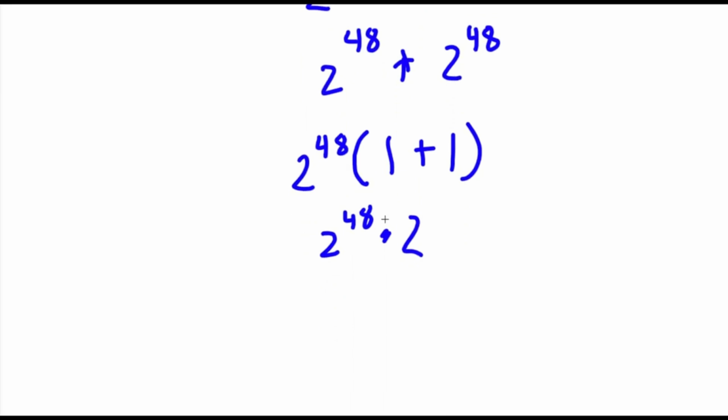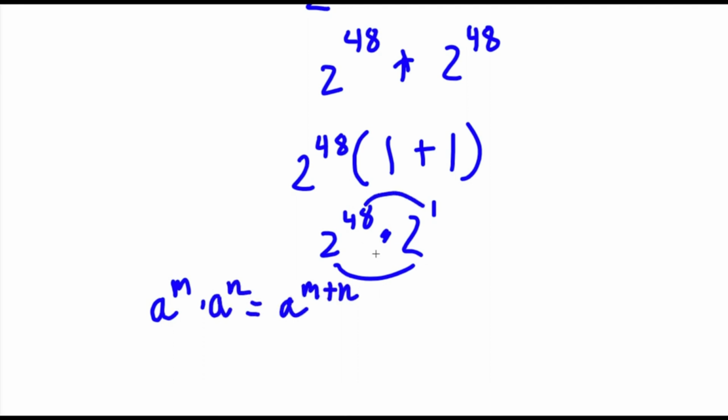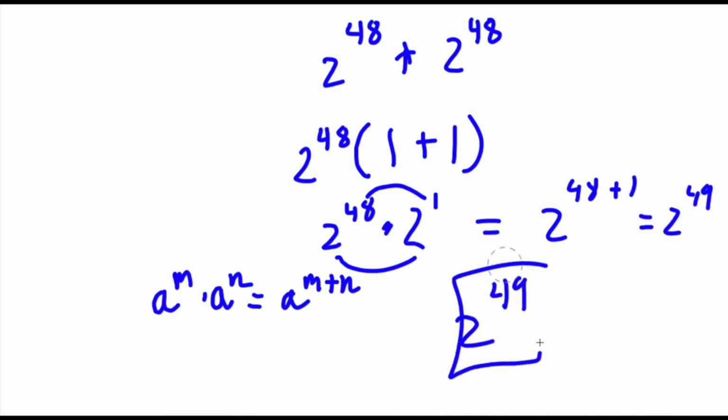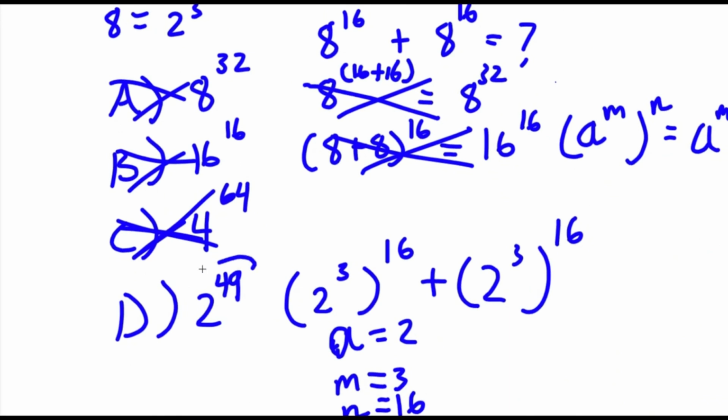Now, 2 here, this is the same thing as 2 to the power of 1. And as you can see, these two have the same bases. And when I'm multiplying two exponents with the same bases, let's say a to the power of m times a to the power of n, this is equal to a to the power of m plus n. So these two will add to each other, meaning this will be equal to 2 to the power of 48 plus 1, which is equal to 2 to the power of 49. So 2 to the power of 49 is our answer, which is D.